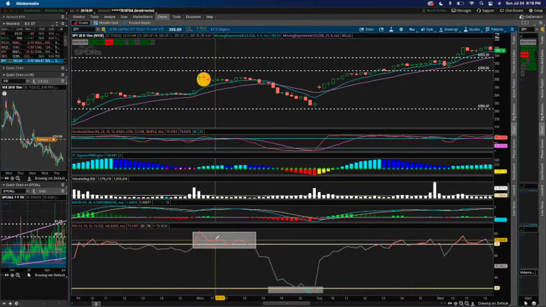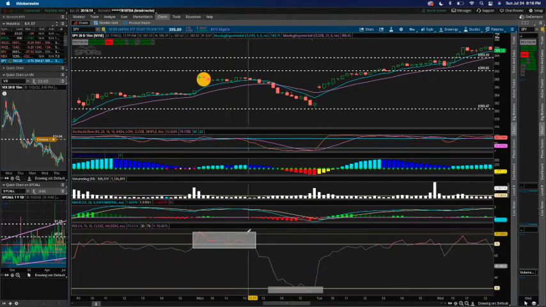So when it gets over the 70 mark, that means it's not a good idea to get in calls. There's too many people already trying to buy calls. And then vice versa, it's too oversold. You don't want to look to get in puts at this point. You missed the move. So that's how people use this.